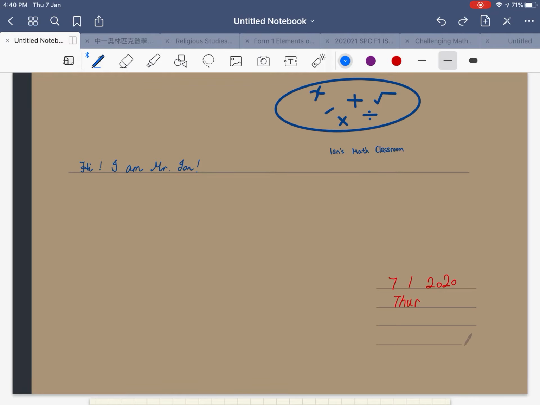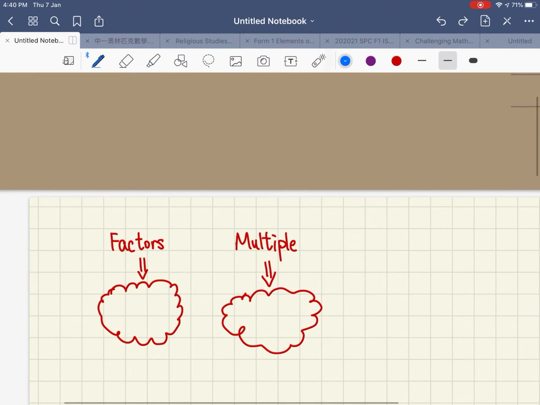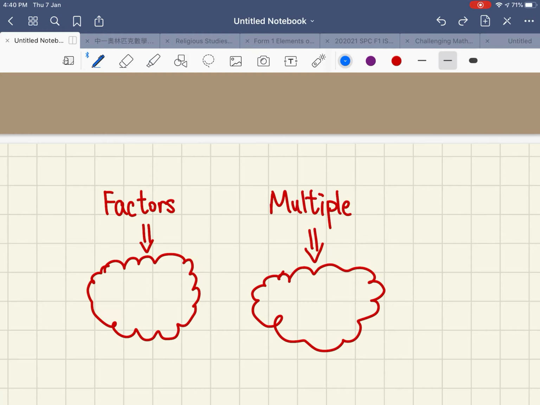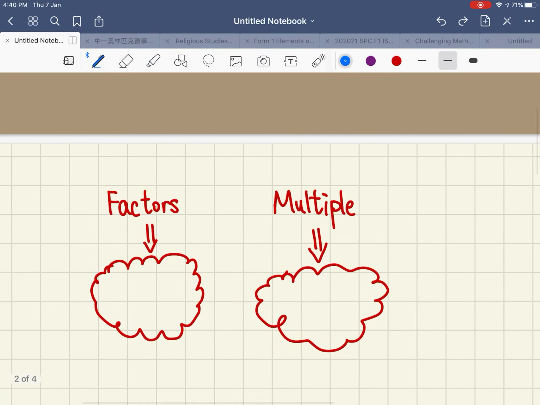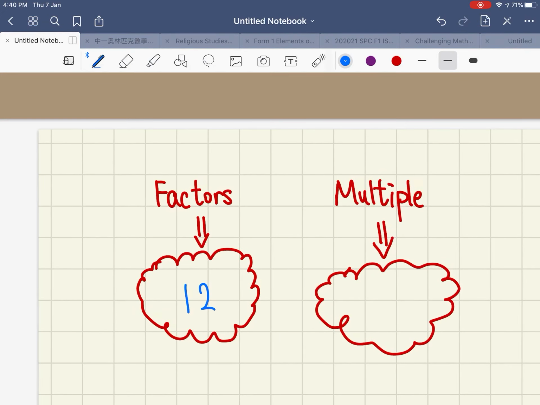So, enjoy! In today's episode, I would like to talk about something which is closely related to factors and multiples. I suppose all of you know what factors and multiples are, so I will give an example for each. Find the factors of 12.